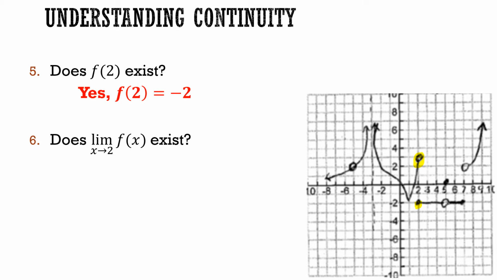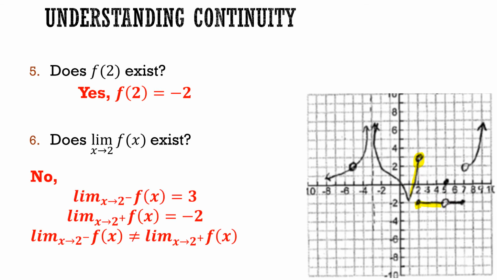The next question says, does the limit exist at x equals 2? Well, the limit from the left at 2, on the left-hand side, is going up to 3. And then the limit on the right of 2 is going down to -2. So does the limit exist? No, it does not, because the limit from the left equals 3 and the limit from the right equals -2. These two numbers are not equal, and therefore the limit from the left doesn't equal the limit from the right. The limit doesn't exist.